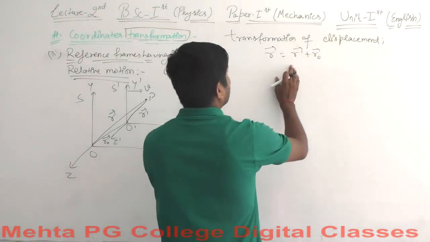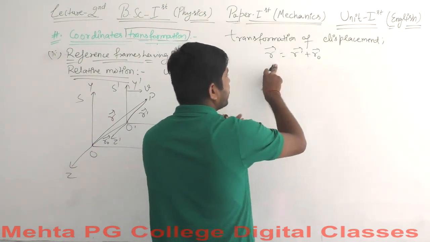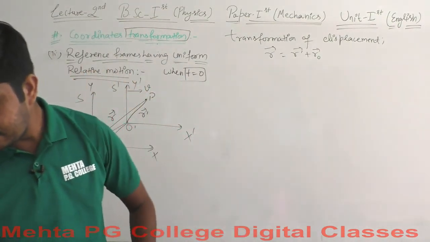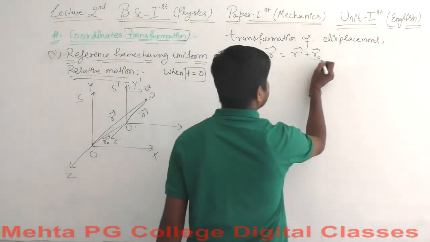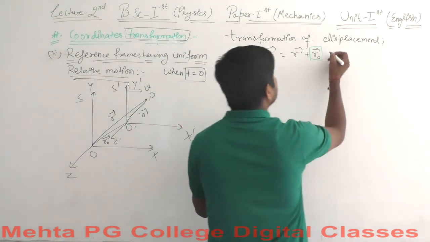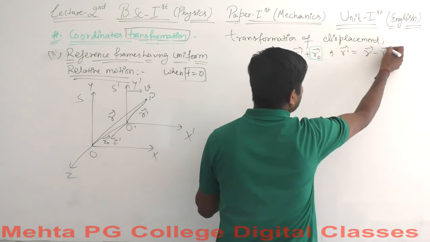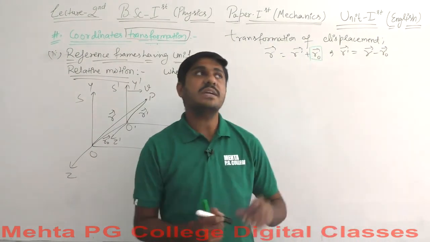So what do we have? R dash remains invariant, R remains invariant, but the thing which changes is the R naught. Yes, the thing which will change is the R naught. R naught will vary here, keep it in mind. Well, what kind of variation do we have? R dash vector is R vector minus R naught vector.